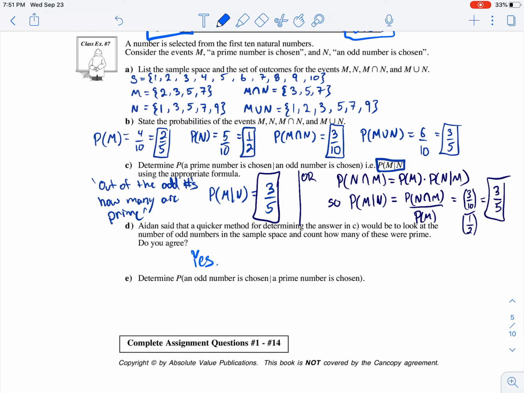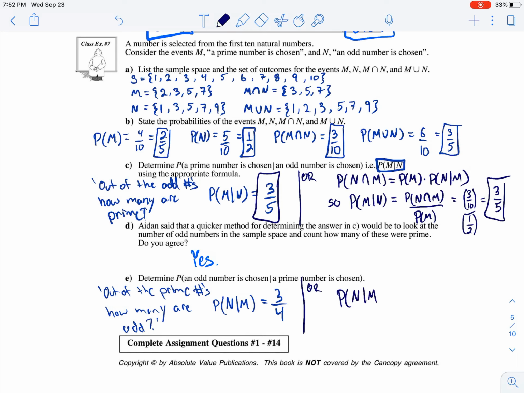Okay, next, let's determine the probability that an odd number is chosen given that a prime number was already chosen. So again, out of the prime numbers, how many are odd? Well, how many prime numbers are there? There are 4. Out of those 4, how many are odd? 3 over 4. Right? Or we could use our formulas.